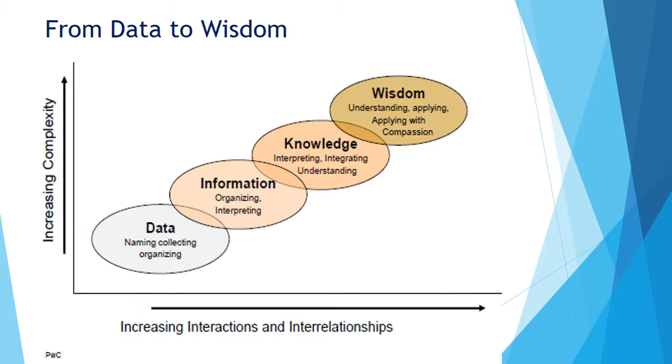PricewaterhouseCoopers, over a decade ago, presented this chart of how we move from data to information to knowledge and on to wisdom. And today you often see it represented with two more bubbles, one for prescription and another one for prediction. But let's start with data. If I tell you 3.5, you're not really going to know what I'm talking about because it's just a data point. So I turn that into information by saying 3.5 millimoles per liter is the current serum potassium level.